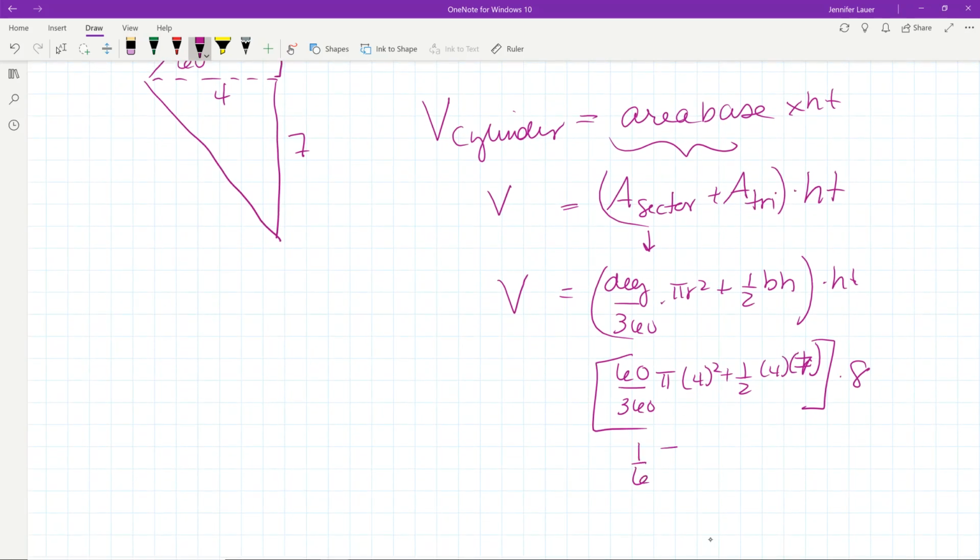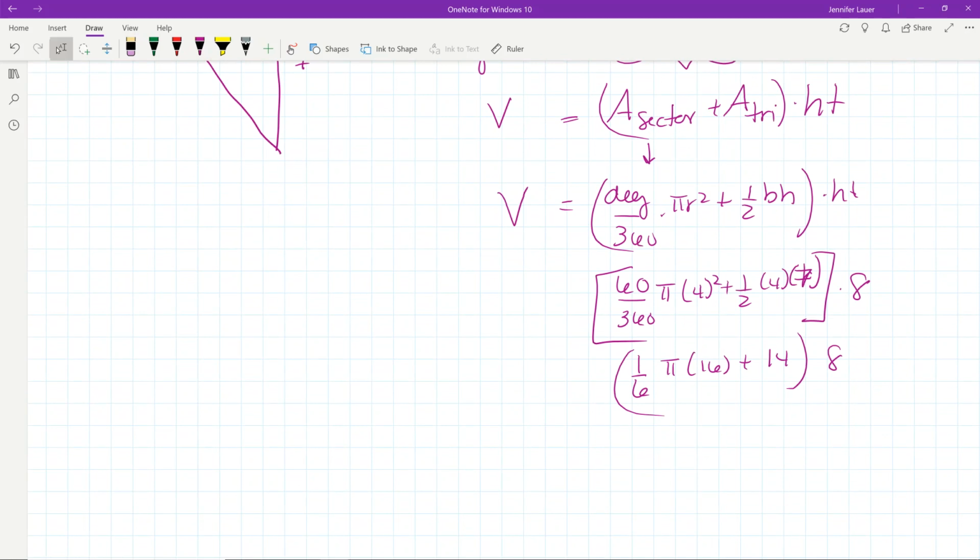So this is going to be 1/6 pi times 16. Half of 4 is 2. 2 times 7 is 14. And this is all times 8. Now again, this is where I lose people. When you go to put this into a calculator, you're just going to do pi times 16, and then you're going to divide it by 6. That's what 1/6 is. It's just times 1 divided by 6. So this is going to be 8.38 plus 14 times 8. And so your total here is 179.02.